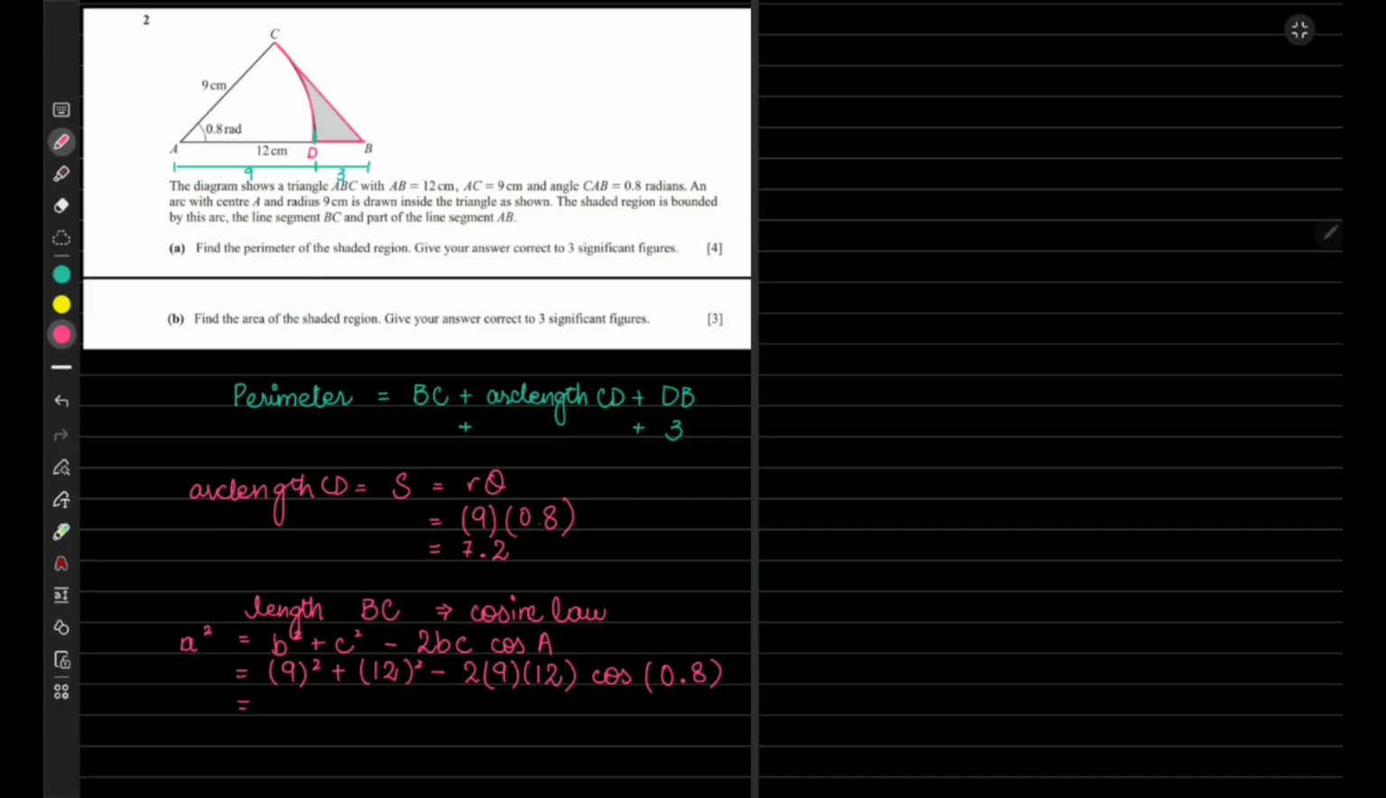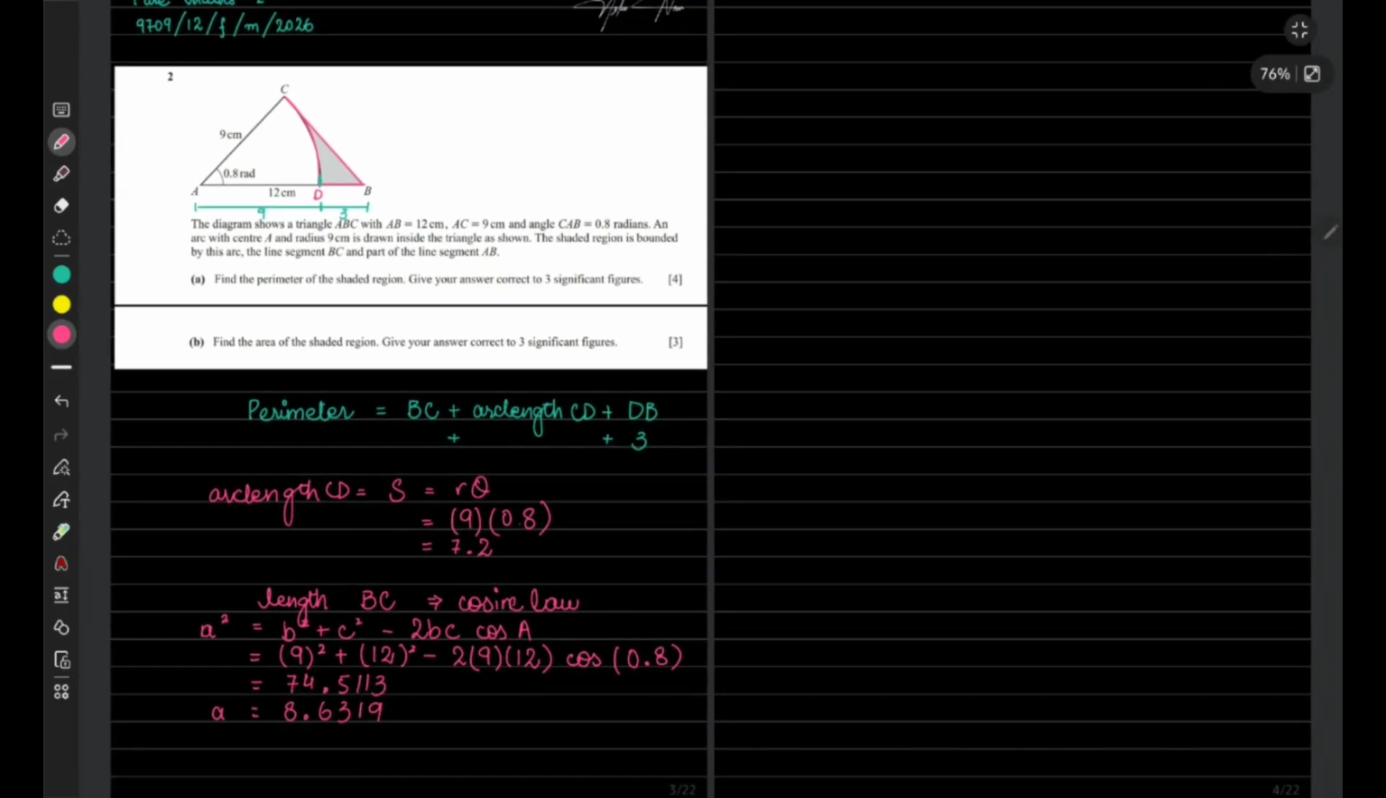So what it gives us is 74.5113, but this is a squared. Then if we take the square root, a will be equal to 8.6319. This a is actually the BC length. So let's substitute these values back above.